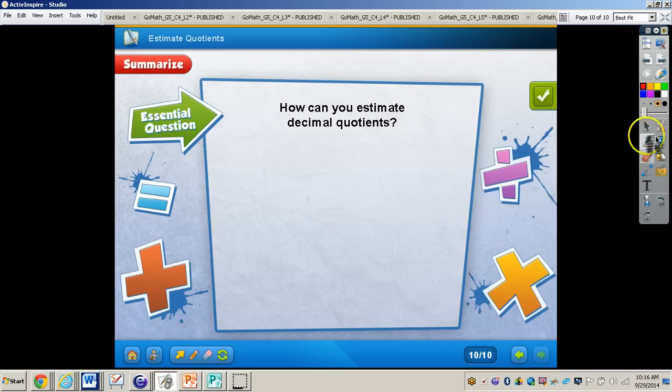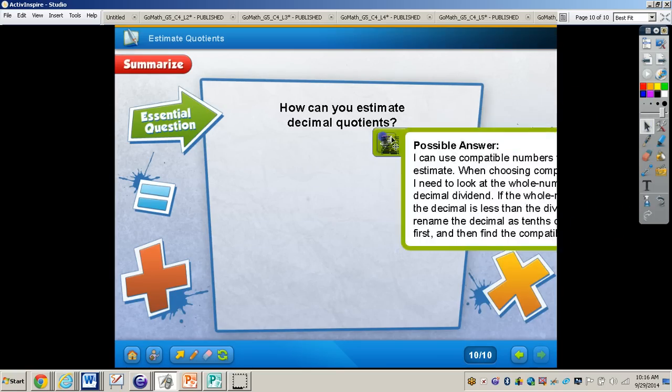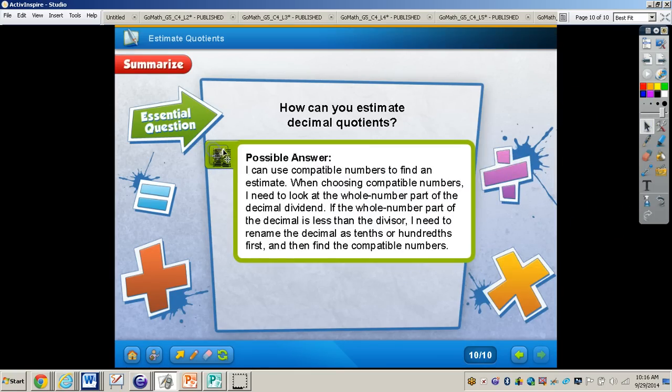And going over the essential question, how can you estimate decimal quotients? You can take a look at that possible answer, and it's very important to understand that you have to choose a compatible number. We're not rounding. The dividend needs to be compatible with the divisor. So this concludes the video on estimating quotients.